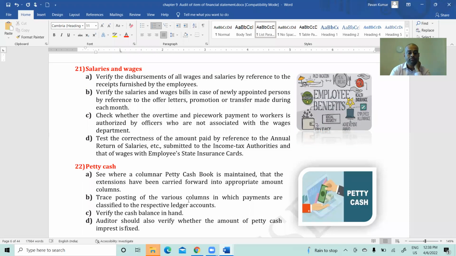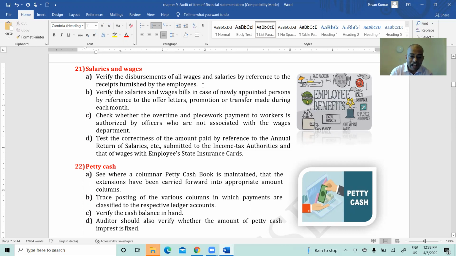Salaries and wages. Verify the disbursements of all wages and salaries by reference to the receipts furnished by the employees. Employee has to sign one voucher, no? Next. Verify the salaries and wages bills in case of newly appointed persons by reference to the offer letters, promotion or transfer made during each month. Okay, next. Check whether the overtime and piecework payment to workers is authorized by officers who are not associated with the wages department. Test the correctness of the amount paid by reference to the annual return of salaries, etc., submitted to the income tax authorities, and that of wages with employee state insurance cards.